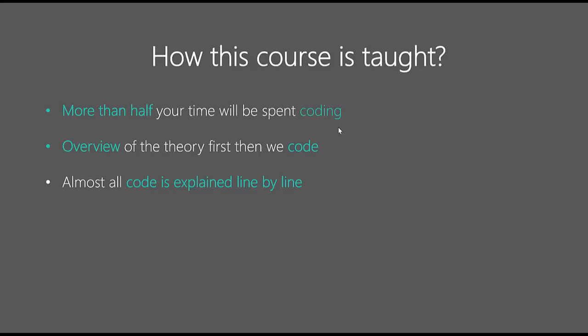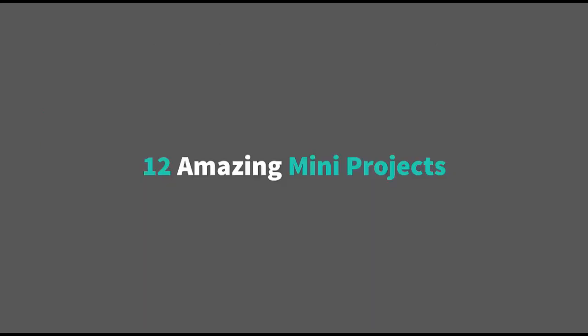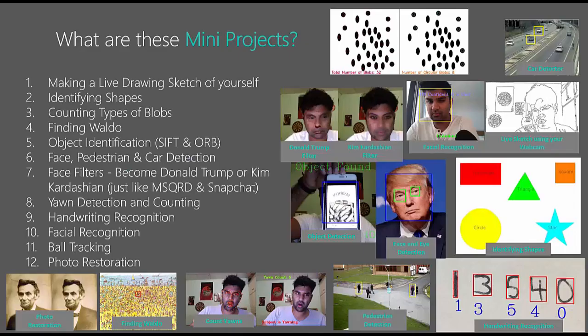However, before we dive into the code, I always teach the theory first beforehand, unless I'm using the code to actually teach that topic as well. And the code is always explained line by line, except in cases where it becomes a bit redundant or the theory at hand is a bit too complex for the scope of this course. So I may have mentioned 12 mini projects before. So what exactly are these mini projects? Let's take a look. So here they are in all their glory, all 12 mini projects on one slide.